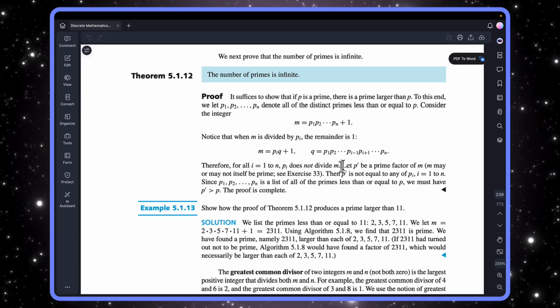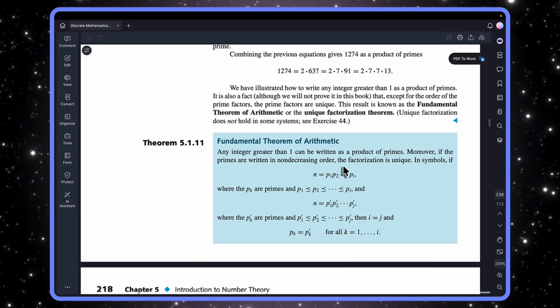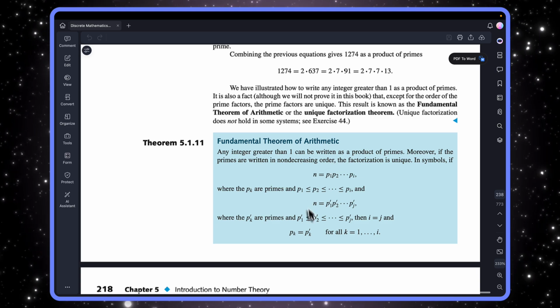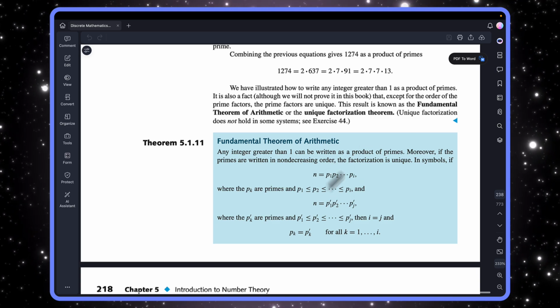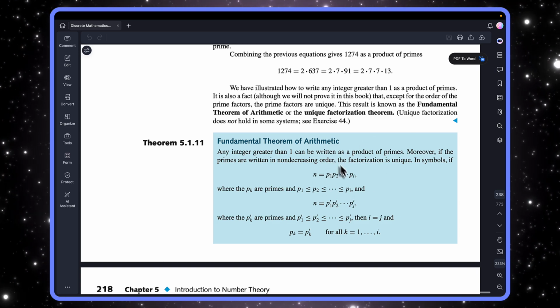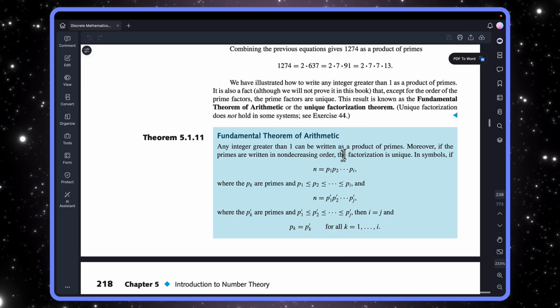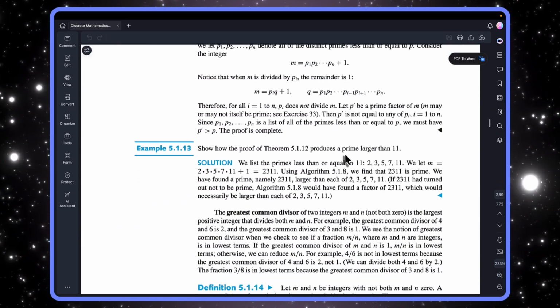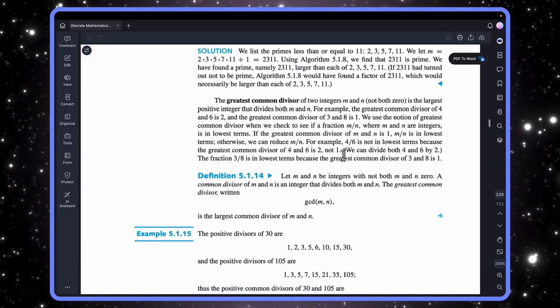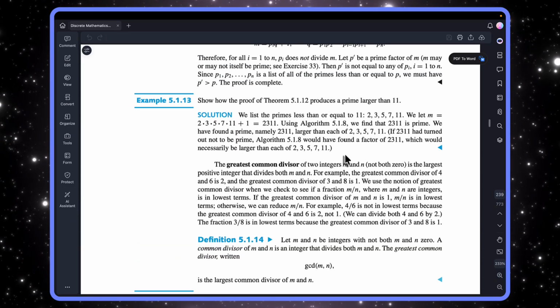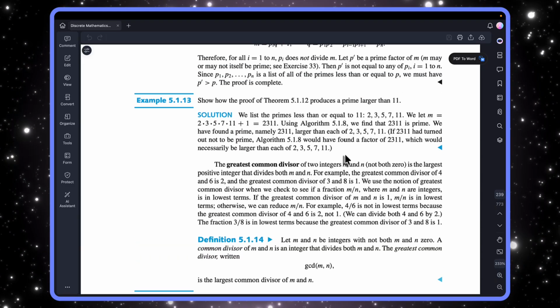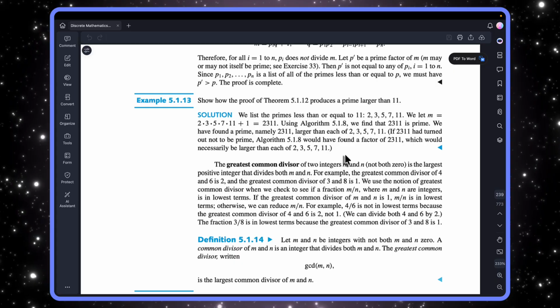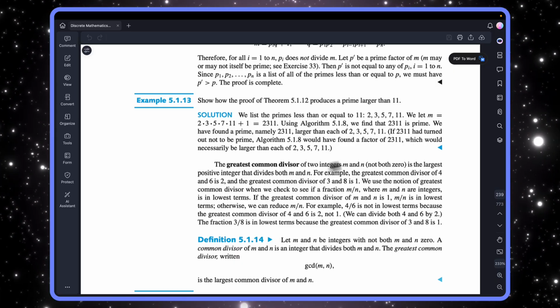Because we have the fundamental theorem of arithmetic, which says that you can write a number as a product of primes. So essentially, that's why there's an infinite number of them. Okay. So there are some very important things that we'll be considering in this chapter and in future chapters.